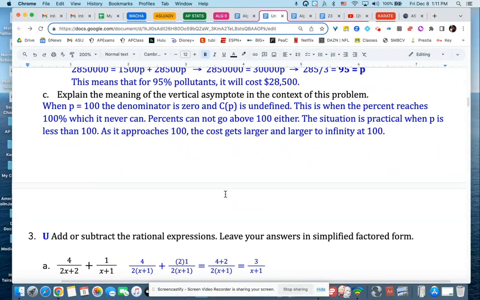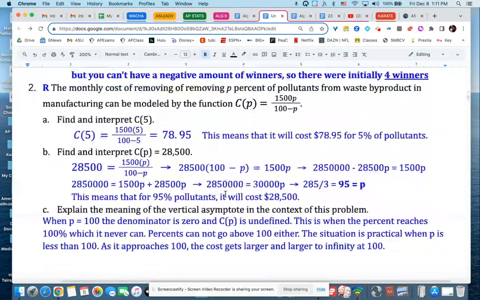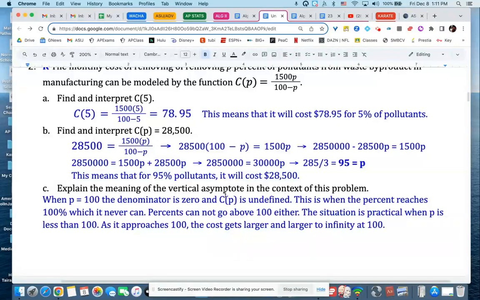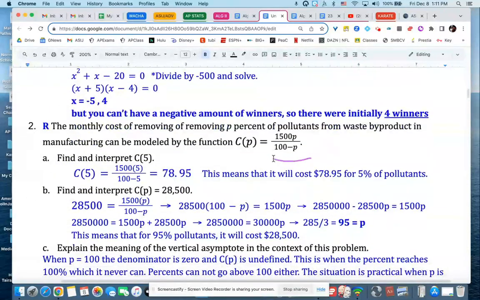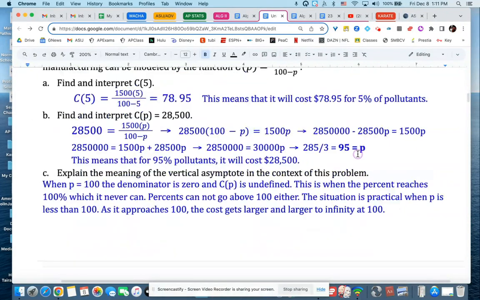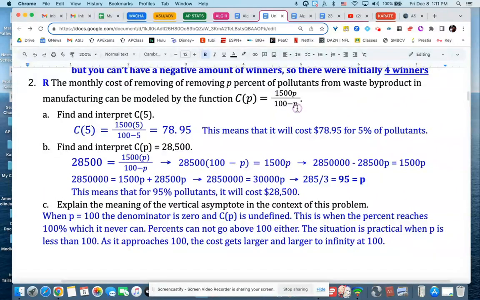All right, so what does a vertical asymptote mean in the context of this problem? We have to find that, and then we have to explain it. So when I look at this equation, the vertical asymptote is going to come where the denominator is 0. All right, so denominator 0, when's that going to happen? Well, that's going to happen where P is 100, right? Because 100 minus 100 will give me 0 on the bottom. So if P is 100, that makes the denominator 0. That means the whole equation is undefined, and that's where I'm going to get a vertical asymptote.